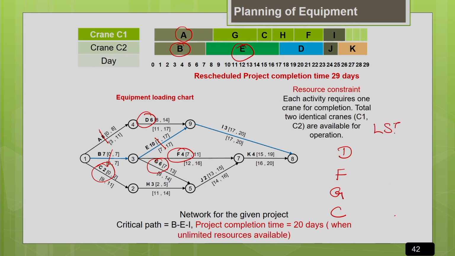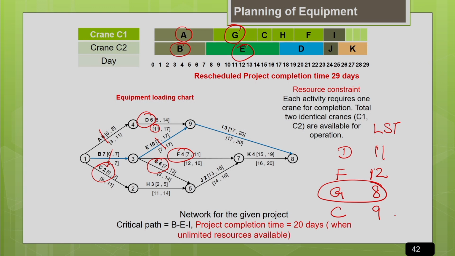What is the latest start time? You see for D it is 11, okay. Then for F it is 12 and G it is 8 and C it is 9. Okay. Now look for the activity which is having the least latest start time, it will be G. Okay. So you can see after A, G gets allocation because it is more critical. Similarly, G is getting completed fast because the duration of G is only 6 days.